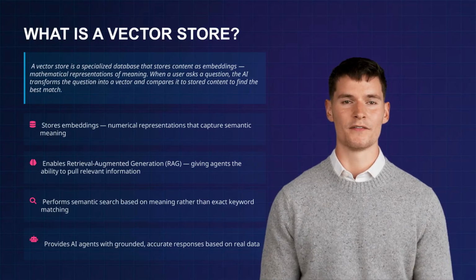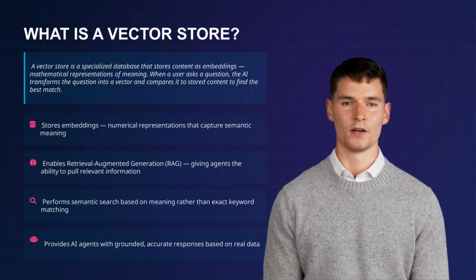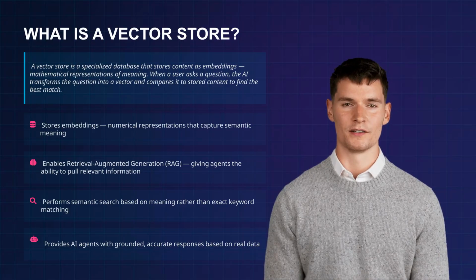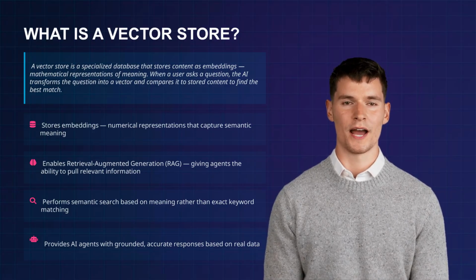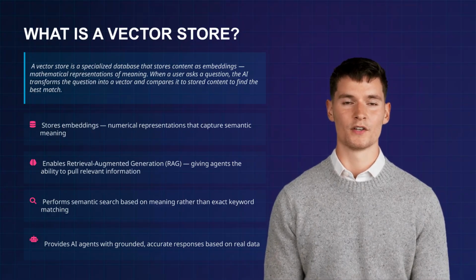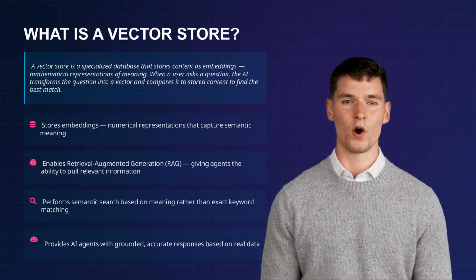This process is the foundation of retrieval augmented generation, RAG, which allows an AI agent to ground its responses in your actual knowledge base. With a vector store, your AI can pull in precise, relevant, and context-aware information during conversations, turning it from a generic chatbot into a knowledgeable assistant.